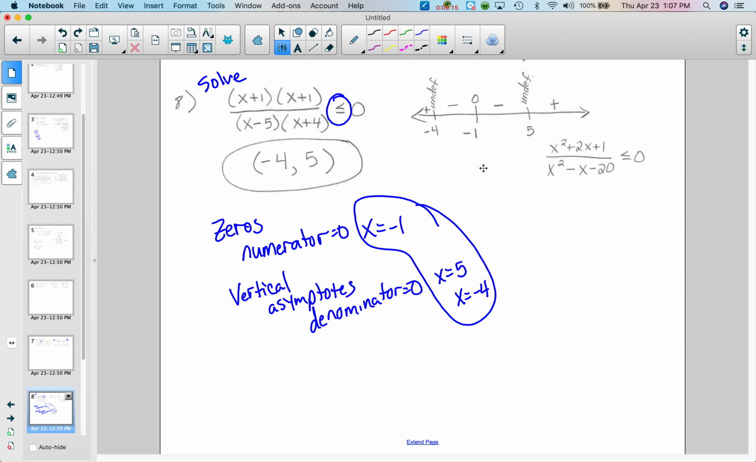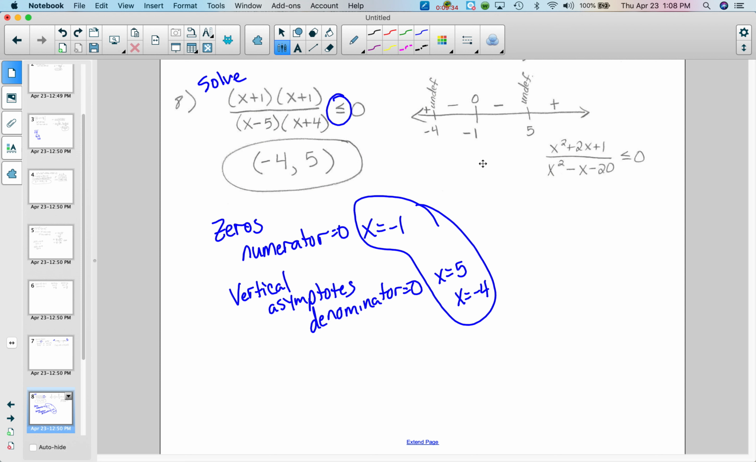So you can see where it's negative or 0, starting from the negative 4, but not including the negative 4, all the way through the 5, but not including the 5, because that's where it's negative or it's 0. And so that's why I have this written. This is actually my answer in interval notation from negative 4 to 5.